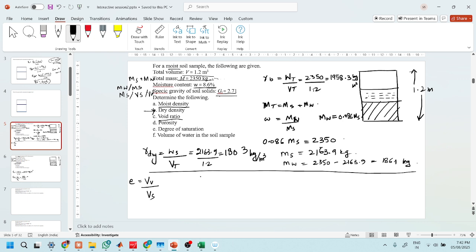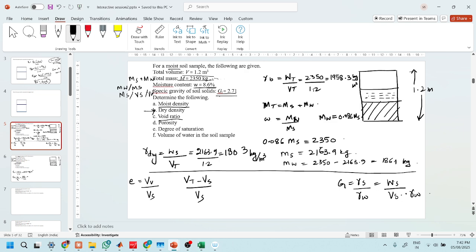We can say the void ratio is total volume minus volume of solids over volume of solids. And volume of solids we can determine from G equals gamma S over gamma W equals weight of solids over volume of solids times gamma W.